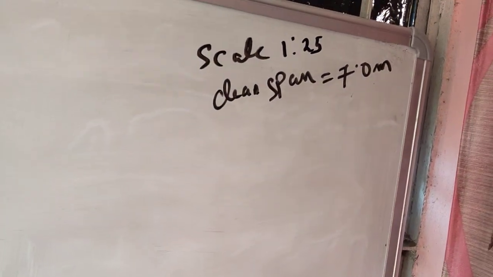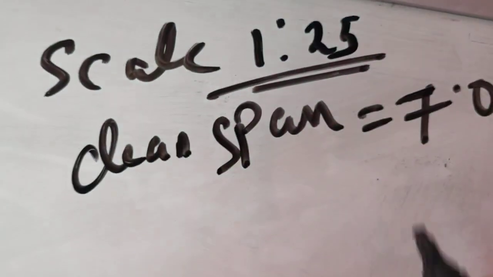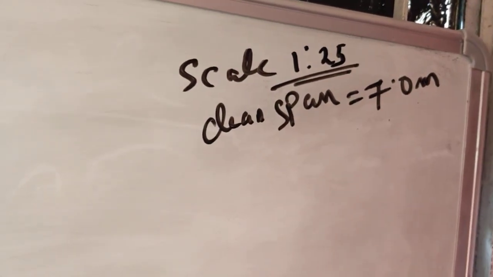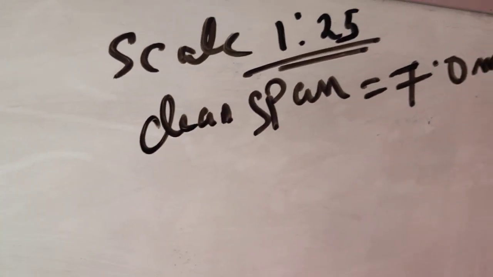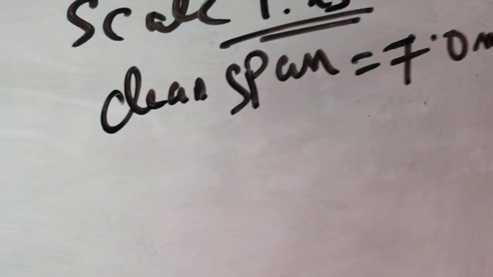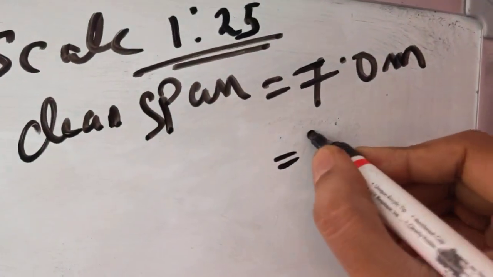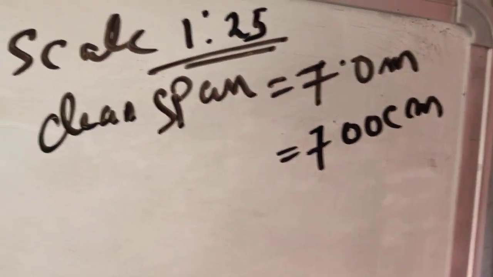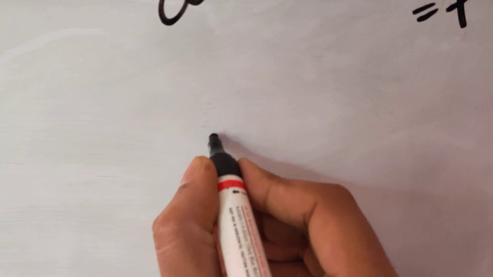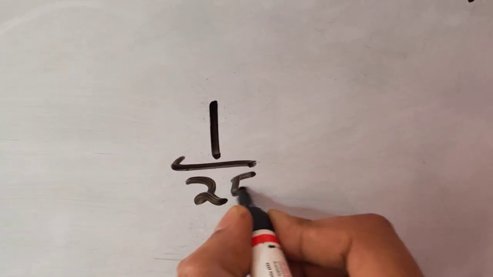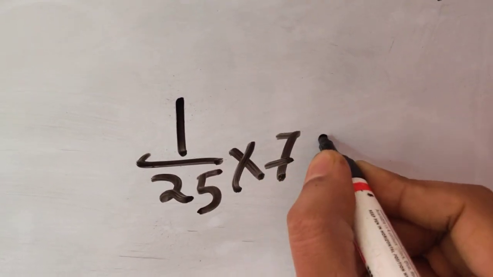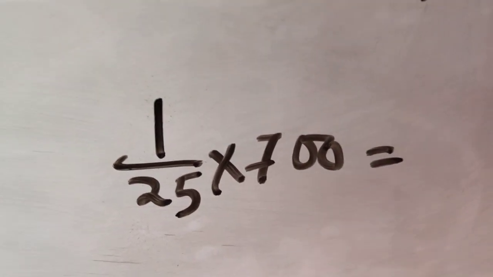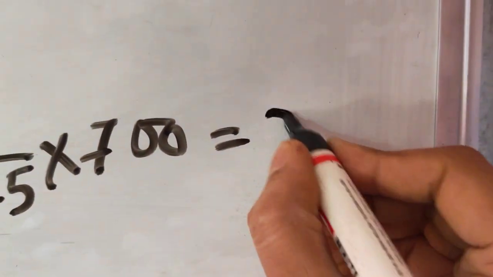Okay. So with a scale of 1:25, what is the dimension that we are going to draw for an actual dimension of 7 meters? So 7 meter, that means 700 centimeters. Okay. So what is the scale? Scale is 1:25. So 1:25 multiplied by 700, that is equal to 28 centimeters.